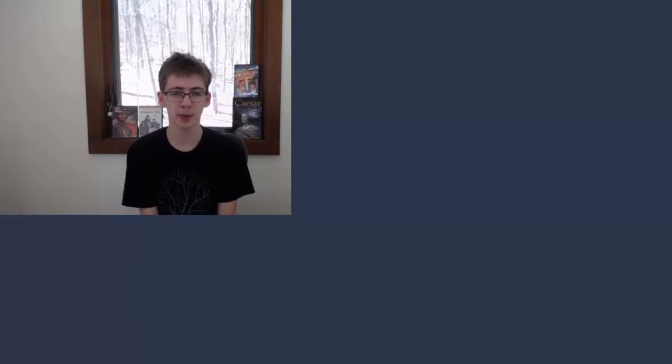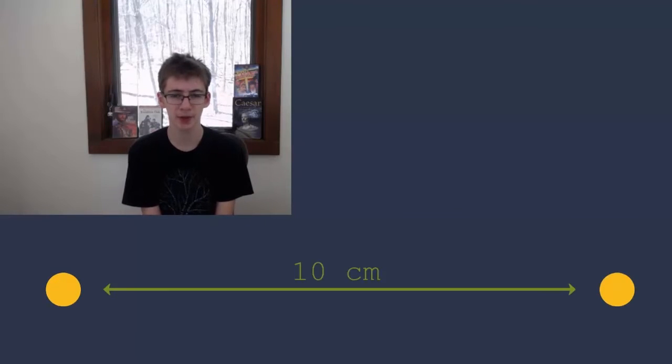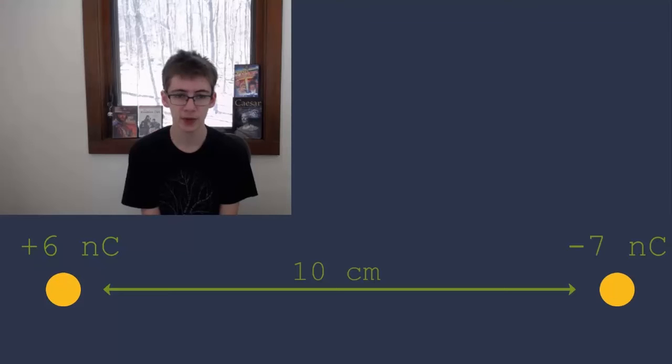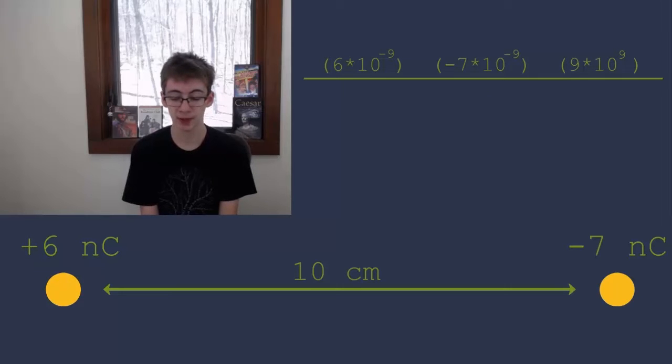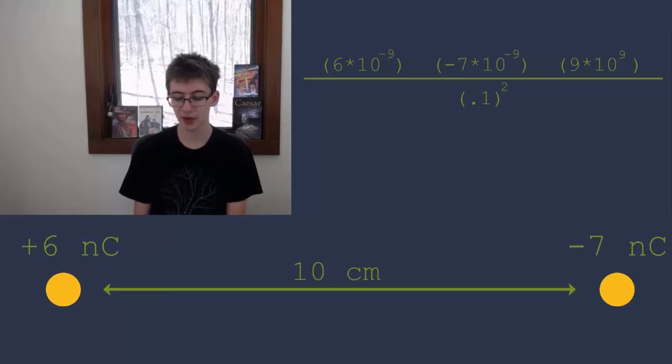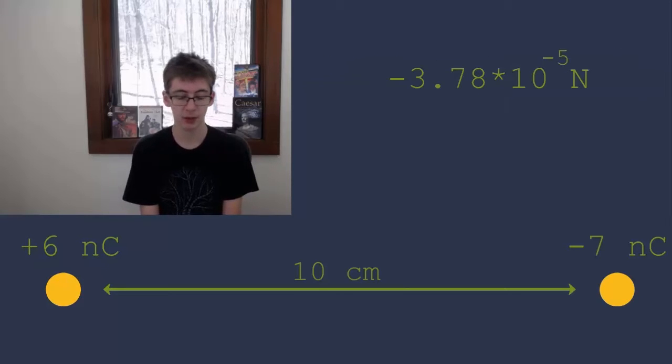Alright, so let's look at this example problem. There are two charged point masses 10 centimeters apart. One of them is positive 6 nanocoulombs and the other is negative 7 nanocoulombs. To find the force between them, we're going to plug in those charges and that distance. So we have 6 times 10 to the negative 9th coulombs, times negative 7 times 10 to the negative 9th coulombs, times 9 times 10 to the 9th, that's the k, and then we divide by 0.1 squared. That's 10 centimeters squared, but we have to put it in meters. When we add that all into our calculator, do the multiplication and the division, we get negative 3.78 times 10 to the negative 5th newtons. And because it's negative, we know that they're attracted to each other.